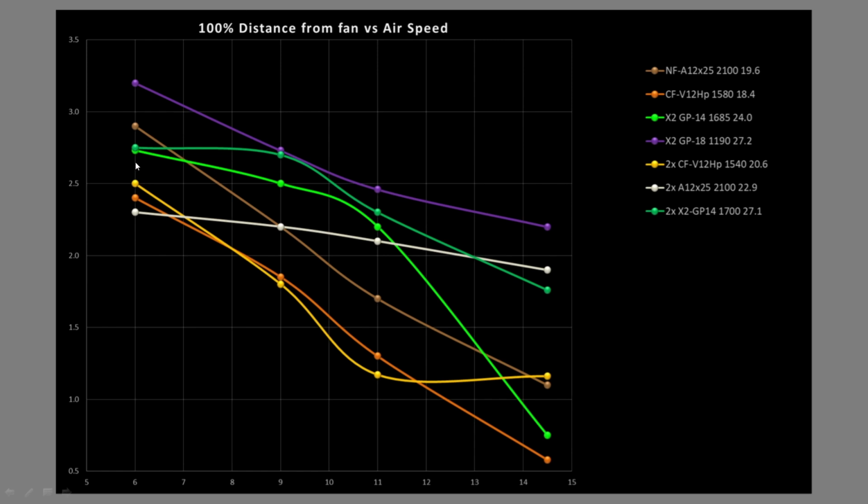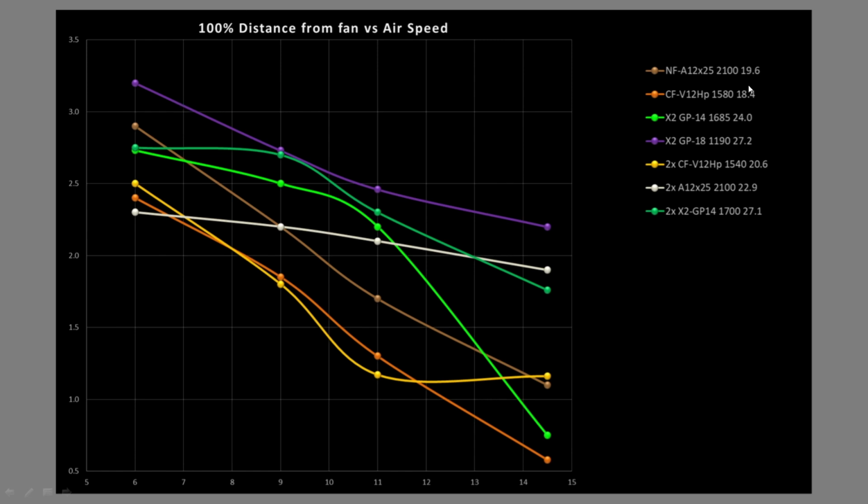Then we have the X2-GP18 and the two X2-GP18s. Again, you can see that they follow very similar trends until you hit the larger cases, 14.5 inches. That separates the two fans in terms of maintaining an airspeed. It filled the volume of air inside the case, so that it essentially had no more room to slow down, which allows it to be more effective. And then we have the X2-GP18 being in the absolute best position. So one big fan by itself at this point at higher RPMs is better.